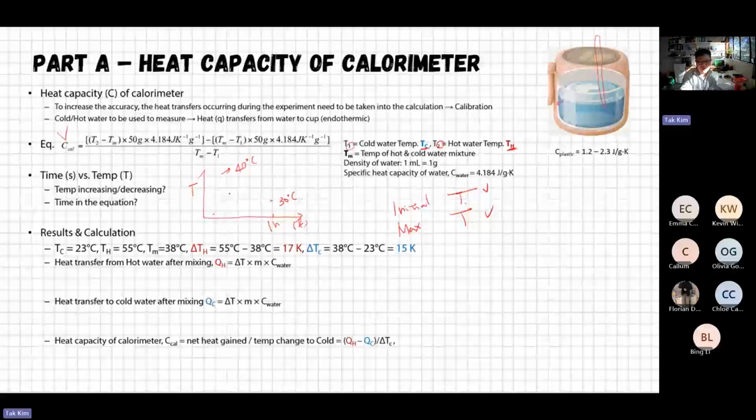If your graph, instead of going down, shows temperature going up and down, I still would use the highest temperature you measured. Because if you take a temperature somewhere around here, you already lost a lot of energy through the calorimeter. So the temperature you're going to use, if you decided to choose the temperature over here, is not going to be as accurate as the one you saw at maximum.